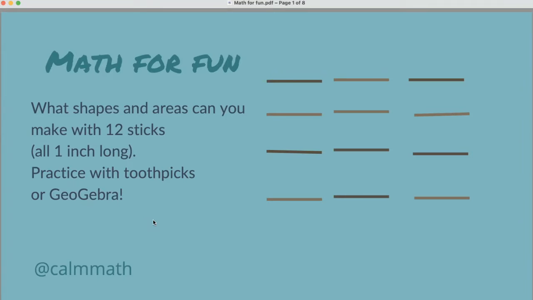So what shapes and areas can you make with 12 sticks, all 1 inch long? Your sticks don't have to be 1 inch long, but let's just use one because it's an easy number to work with.